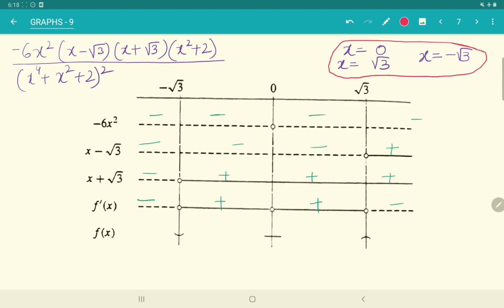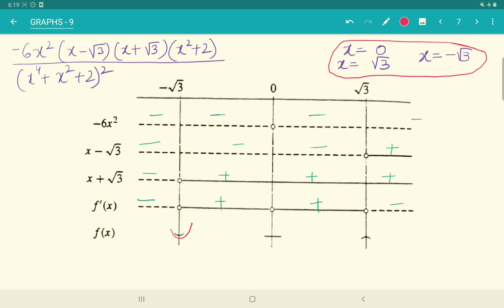And what we see here, if you take a look at minus root 3 first. Before minus root 3, as in to the left of minus root 3, we see that the function f prime x is negative. That means the function is decreasing. So the function is going down before that and it's going up after this. So it's like this. And that means x is equal to minus root 3 is a local minimum point.